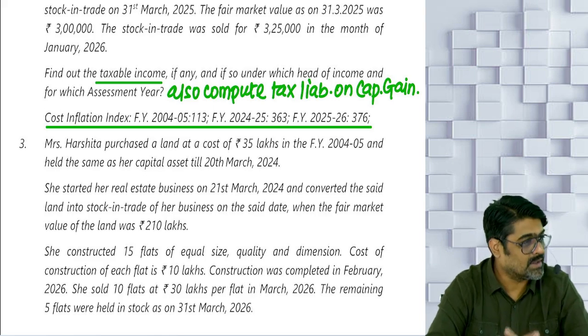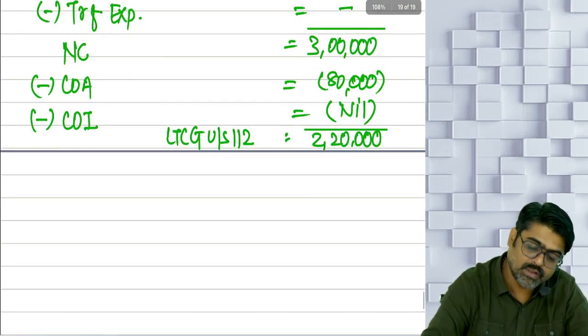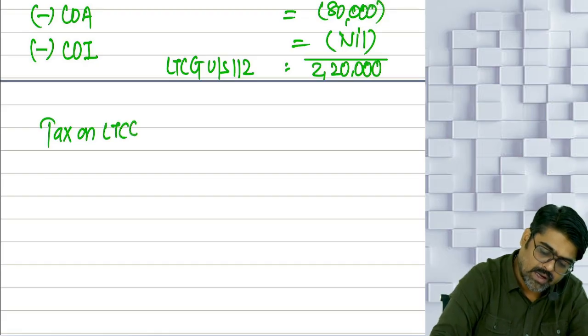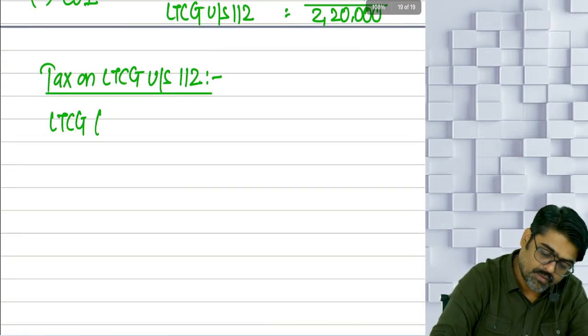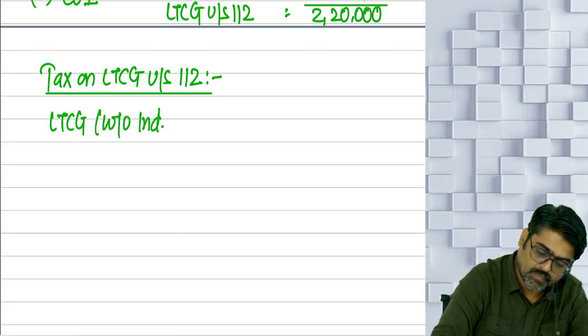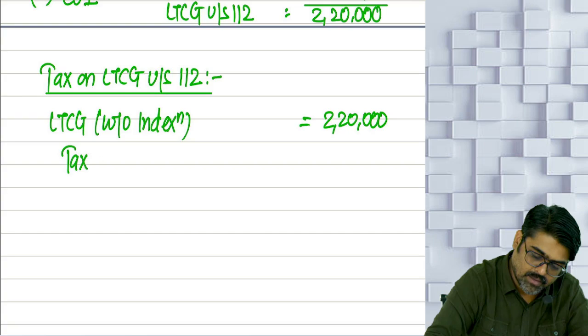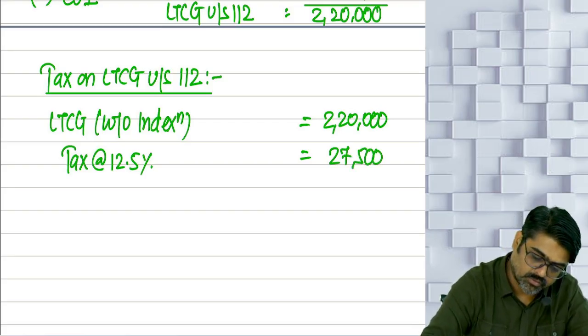Hello? Did you understand? So now tell me here, in my answer, we have to calculate tax on LTCG under section 112. Yes or no? So first, what is my LTCG without indexation? Tell me, what is my LTCG without indexation? 2,20,000, no? On that the tax will be at the rate of 12.5%, 27,500. Yes or no? This is my tax 1.